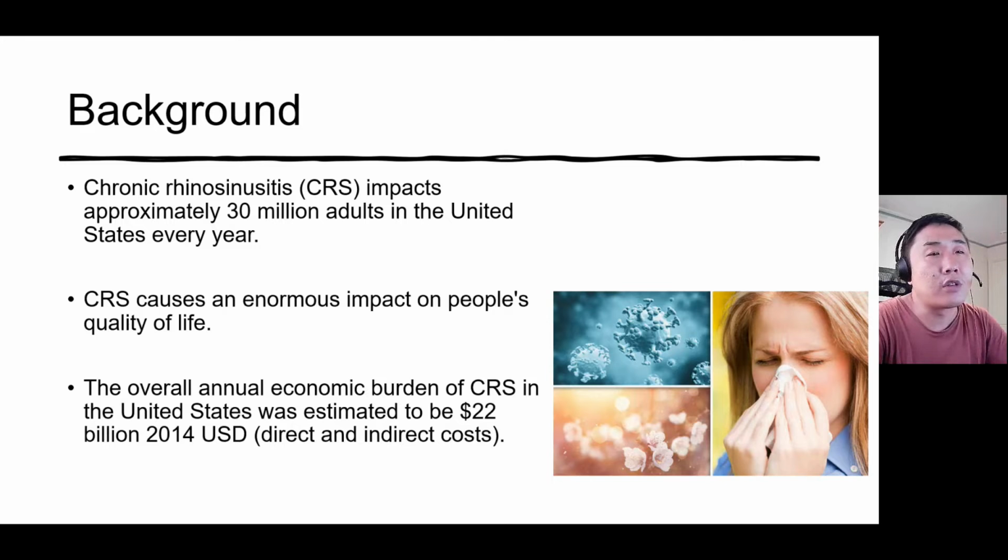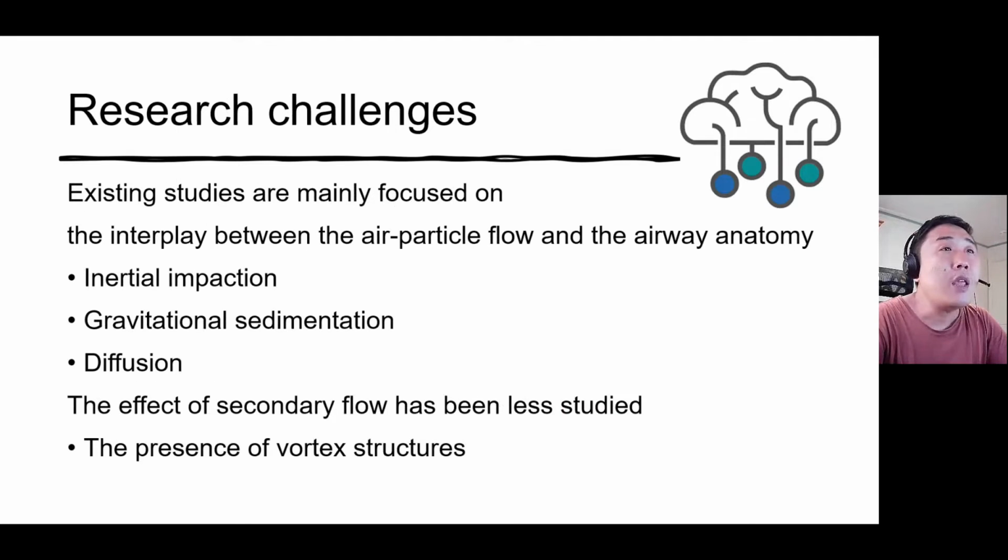According to statistics, each year approximately 30 million adults living in the US suffer from this specific chronic illness, which can subsequently bring an annual economic burden of around 22 billion. Apparently, the air particle flow plays a dominant role, as it determines the particle transport behavior as well as the fate of inhaled substances.